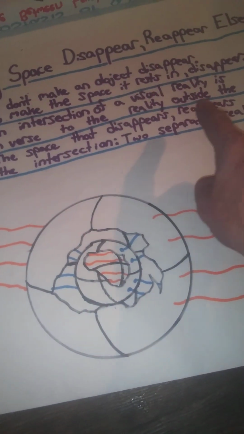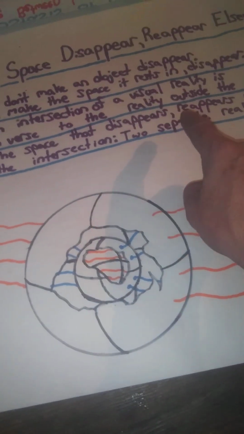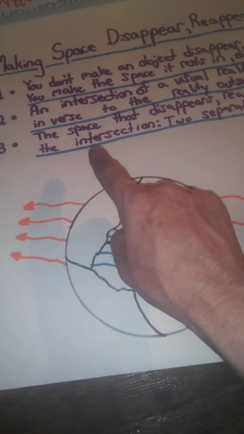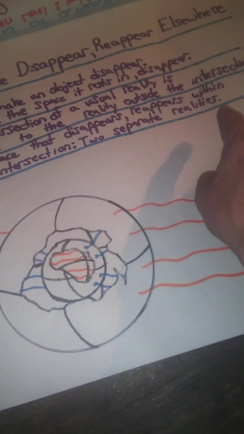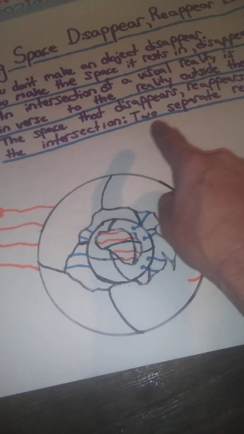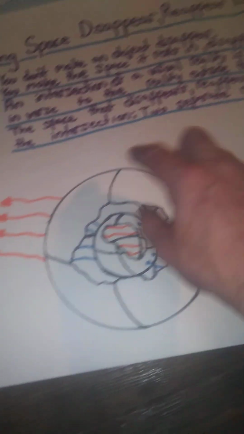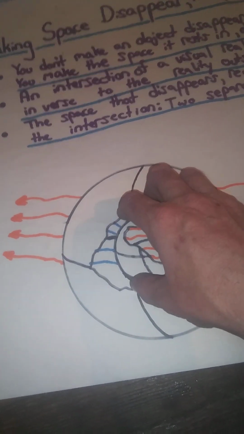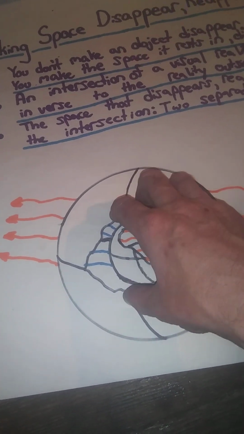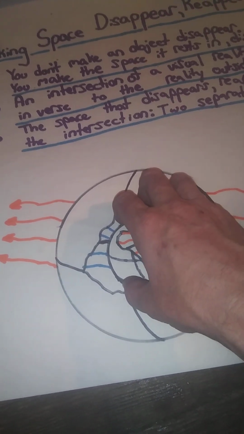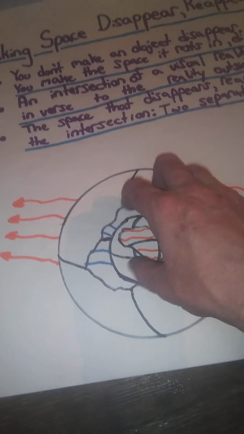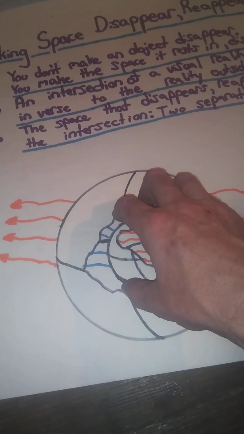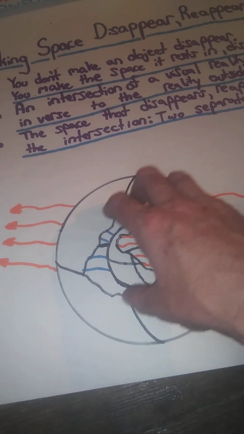An intersection of a visual reality is inverse to the reality outside of the intersection. The space that disappears reappears within the intersection, two separate realities. And I believe that the mirror worlds of the televised televisual portal and the cosmic portal all become one. In a sense, the mirror worlds were already one. That's how they're felt by the observer inside each basic holodeck.